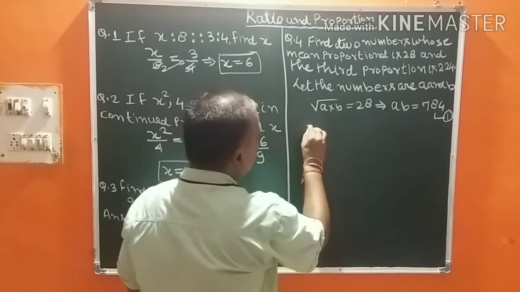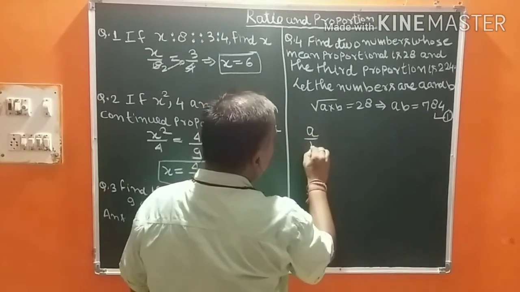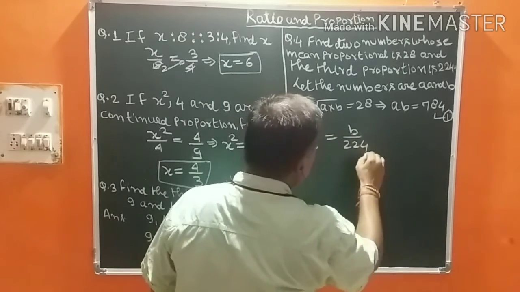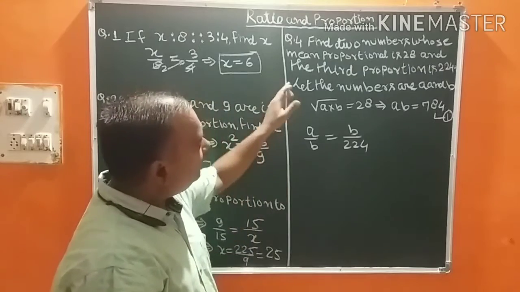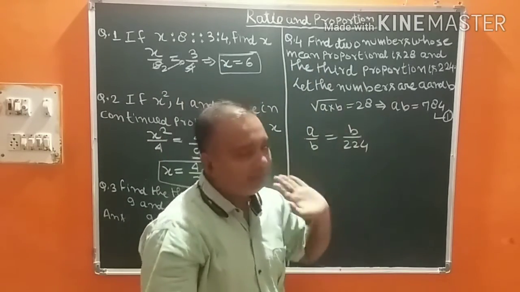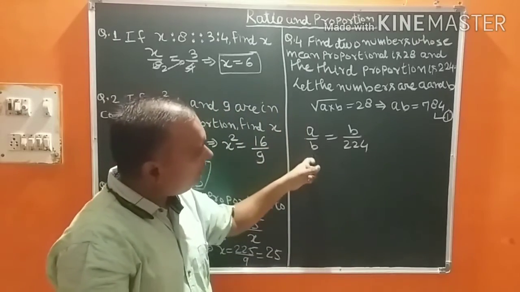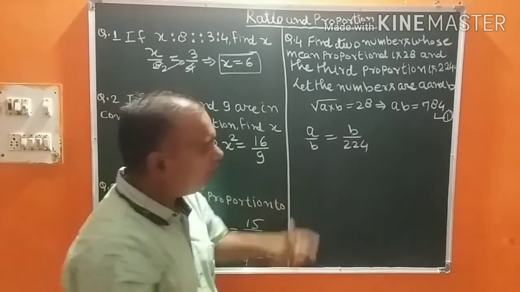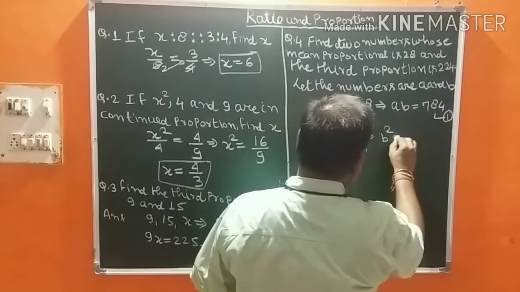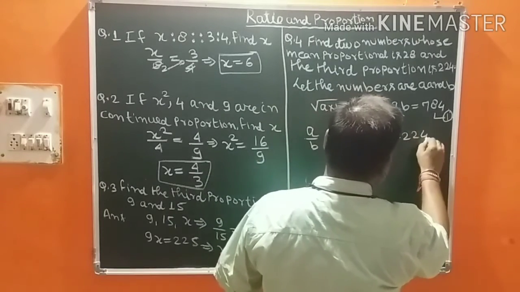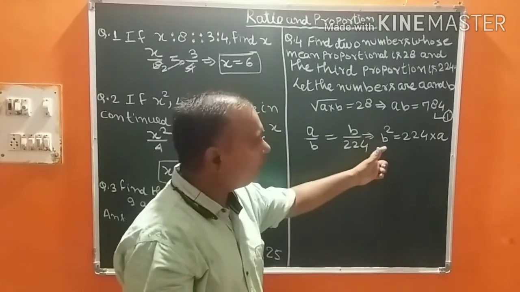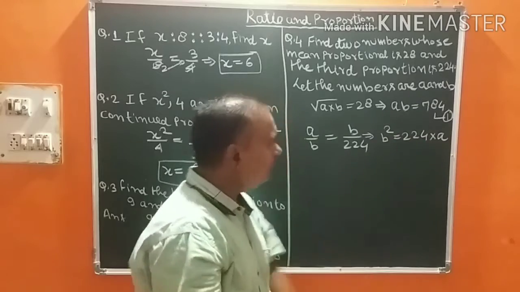Now we are given the third proportion is 224. So can we write a upon b equal to b upon 224? It is clear? If the two proportions are a and b and the third proportion is 224, then a upon b equal to b upon 224. Now just cross multiply. So we can write b square equal to 224 into a.